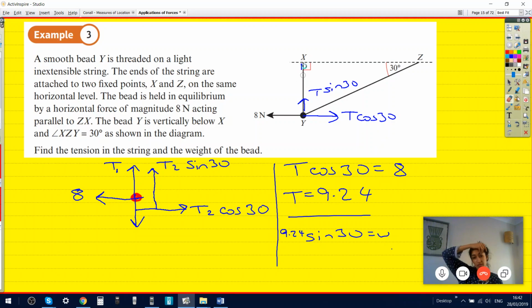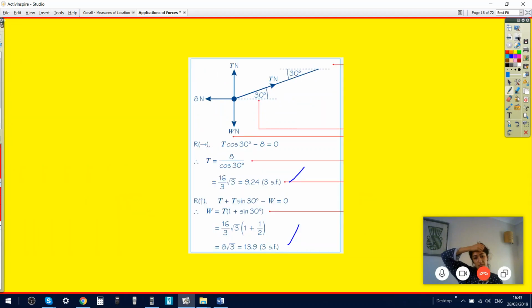No. So I think doing it this way helps, and you can see tension doesn't go down, it goes up.